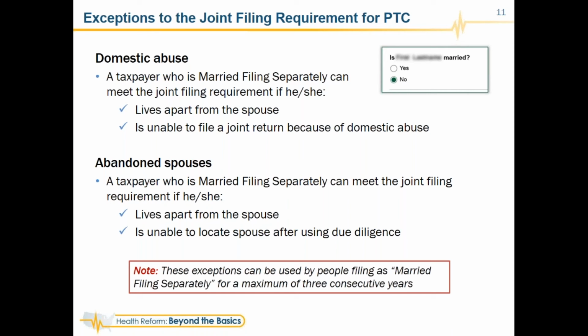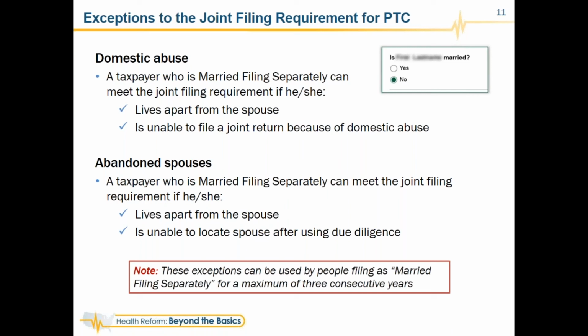The second exception is for abandoned spouses. So this is someone who lives apart from their spouse and they cannot locate their spouse using due diligence. Due diligence being things like, his last phone number, try calling that, things like that. So you can't actually find the spouse, then the IRS has created another out so you don't have to have your ability to claim premium tax credits resting on that. So again, you would answer no.